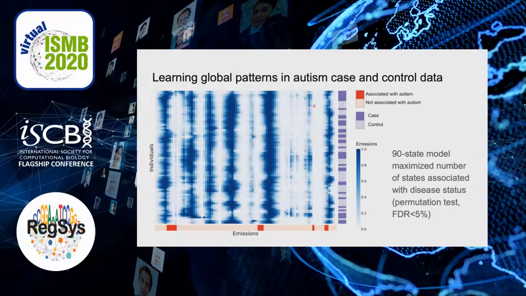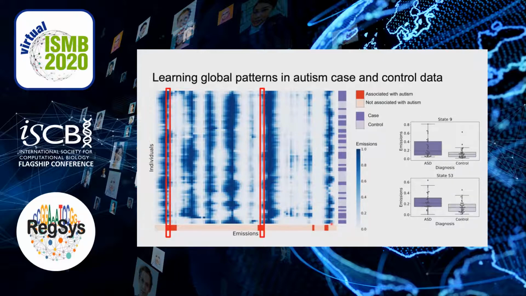In this plot, I'm showing the emission parameters learned for the 90-state model, and on the y-axis, I've annotated whether each sample is a case or control. And on the x-axis, I've annotated whether each state is significantly associated with the disease status or not, where the dark red states are significantly associated. To more quantitatively visualize the associations of the emissions with the disease status, I've plotted two box plots showing the diagnosis status on the x-axis and the emissions on the y-axis.